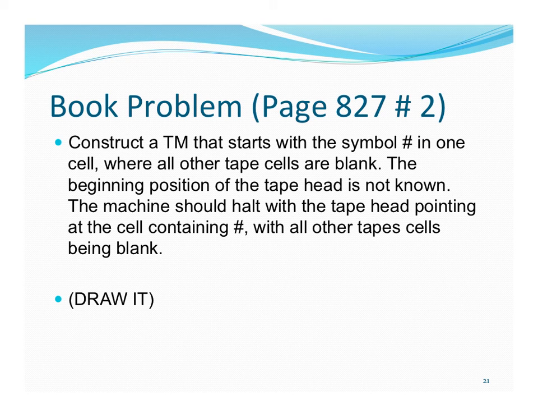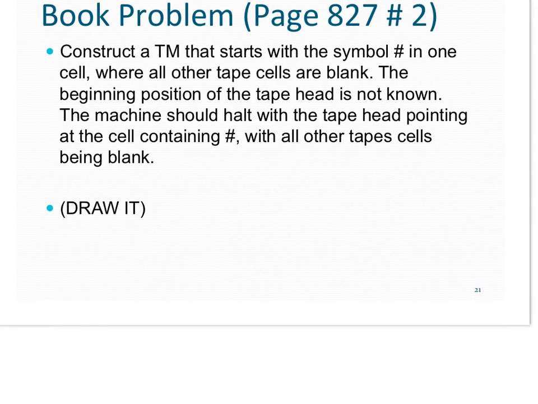So here's an interesting problem from the book. It says, construct a Turing machine that starts with the symbol pound in one cell, where all the other tape cells are blank. The beginning position of the tape head is not known. The machine should halt with the tape head pointing at the cell containing the pound, and with all the other tape cells being blank.